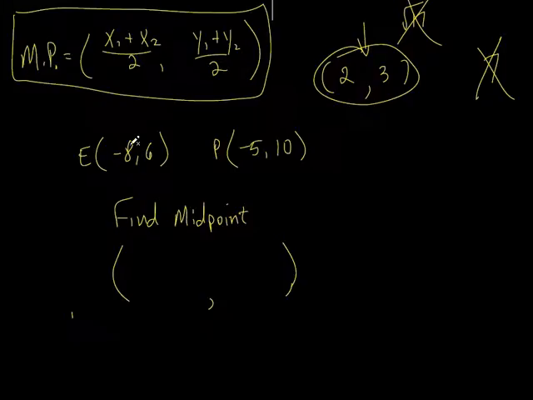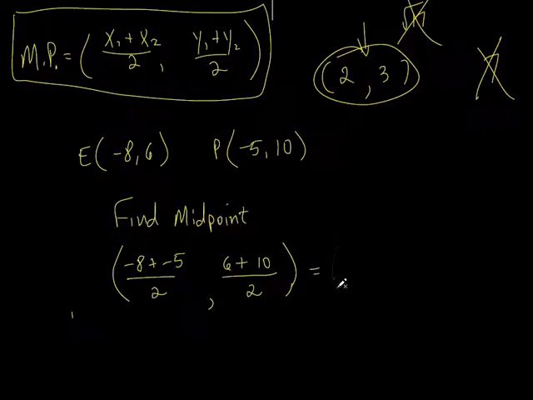So let's do that. Let's take the x's. Which ones are the x's here? First ones, right. -8 plus what? -5. Good. And then you do what? Divide by 2. Then you do the y's. Which ones are the y's? The second one. So this is 6 plus 10, and you divide that by 2. And now you just simplify it, and you're done. That's all there is to it.